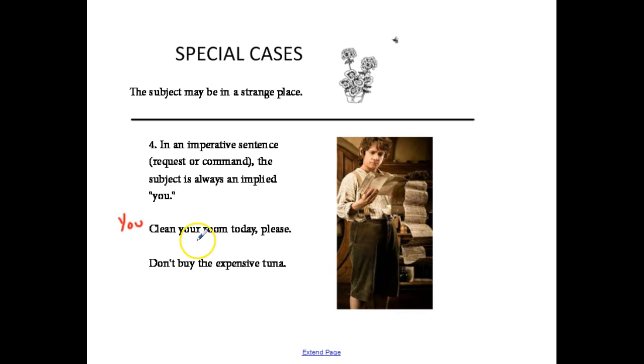implied. So we have no prepositional phrases, step 1. Step 2, the verb, clean, action. Who is supposed to clean the room today? You are. That's step 3, the subject.